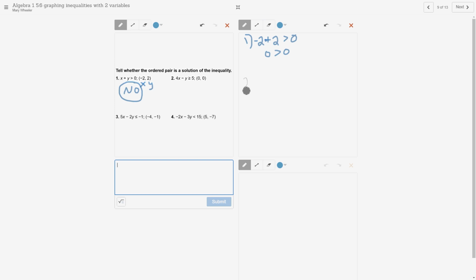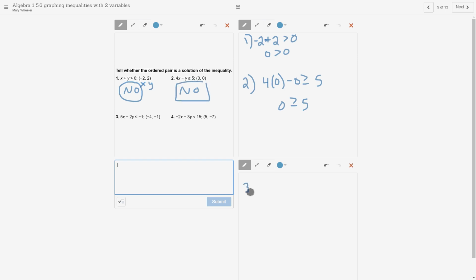On number 2, again, I'm going to plug my x and y in. 4 times 0 minus 0 is greater than or equal to 5. Simplify that, you get 0 is greater than or equal to 5. Well, 0 is not bigger than 5, so that one is a no.